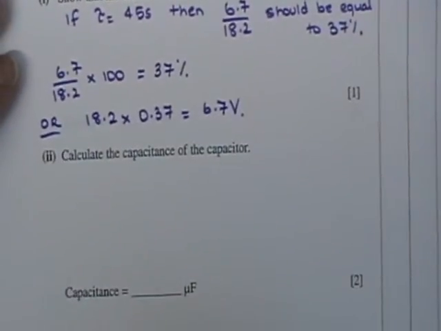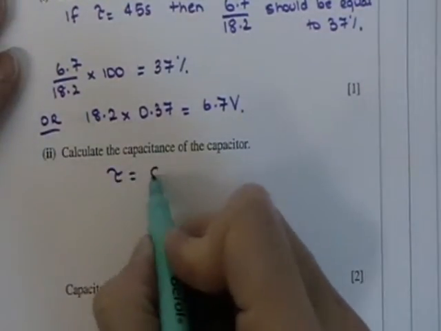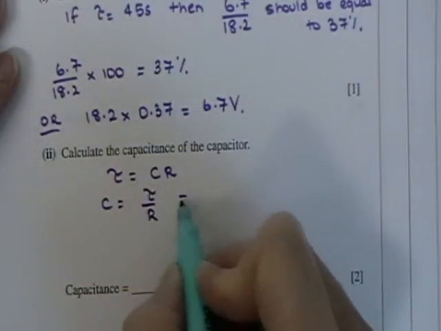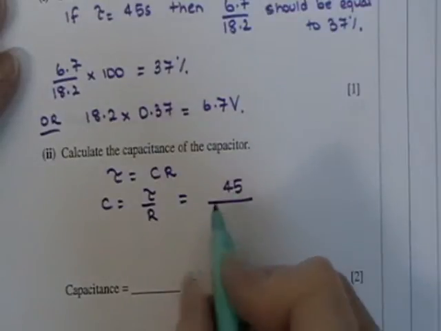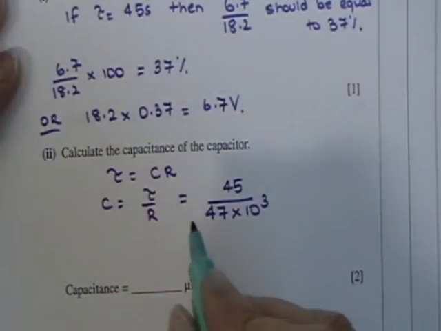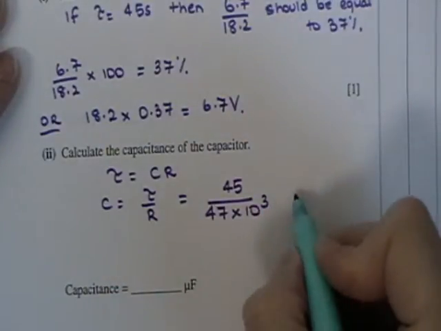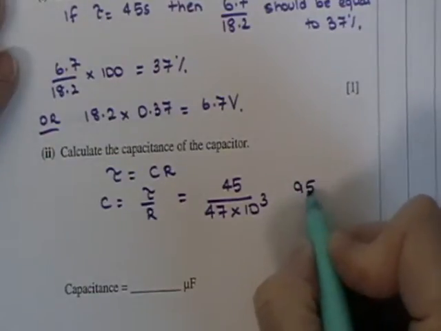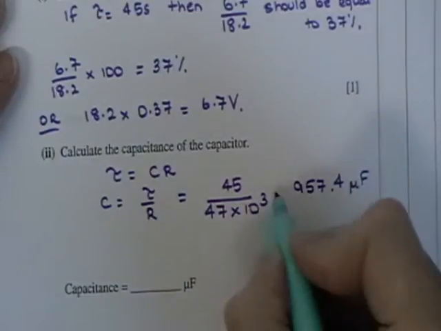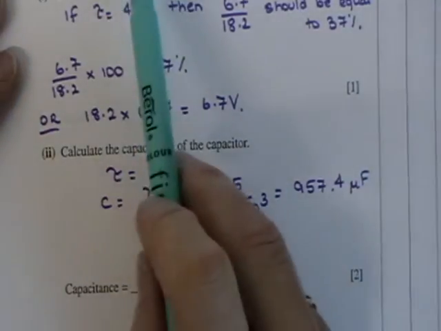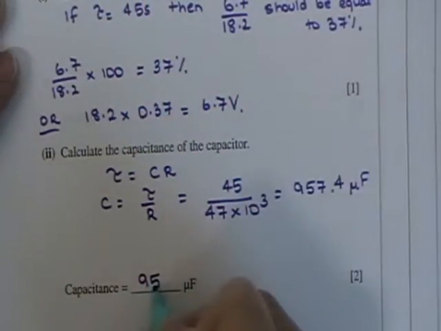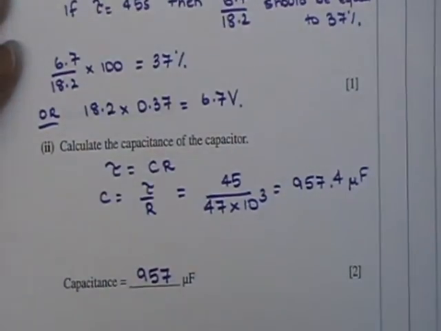Calculate the capacitance of the capacitor. You know that tau is equal to CR, so therefore C is equal to tau over R. Tau is 45 seconds. R is 47 kilo ohms, so that's times 10 to the 3. And C comes out to be 957.4 microfarads. Given that the biggest number of significant figures in the data is 3, we'll write 957, so it's 957 microfarads.